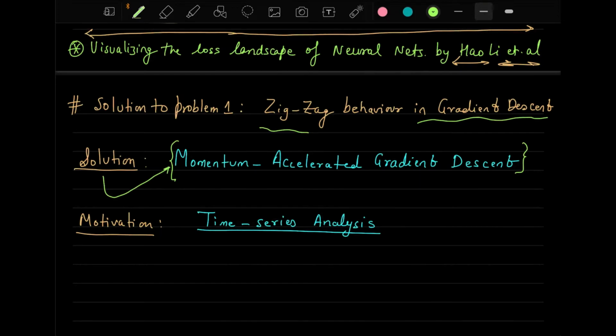So we will not go directly to the equations. We will see how researchers have formulated this problem and how they went to specifically this version of the gradient descent. In order to do that, the researchers must have got the motivation from time series analysis. If you go to the time series analysis literature, from there they got this motivation for how to solve this problem of zigzag behavior in gradient descent. So let's see what is the concept that is there in time series analysis.